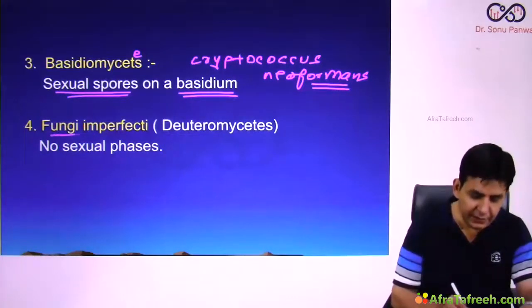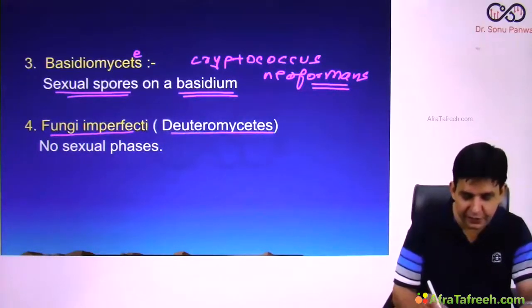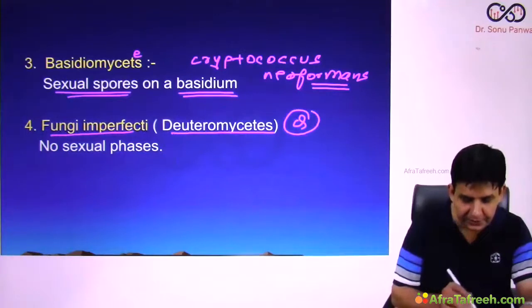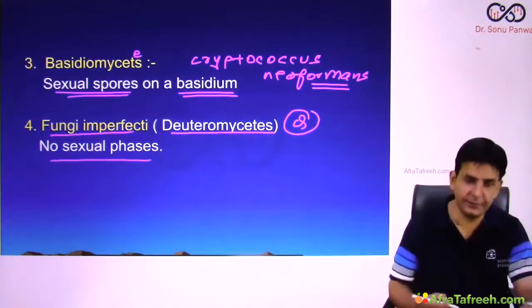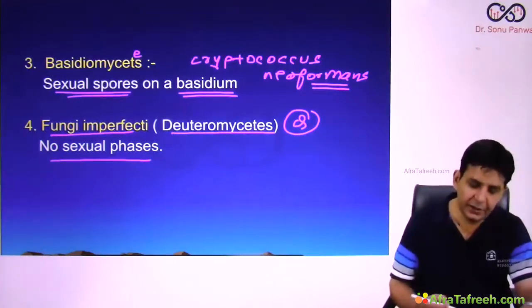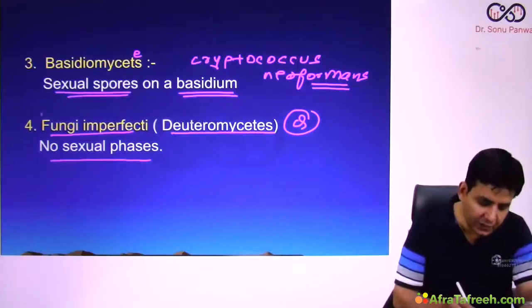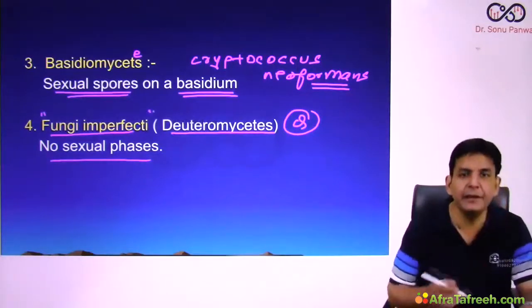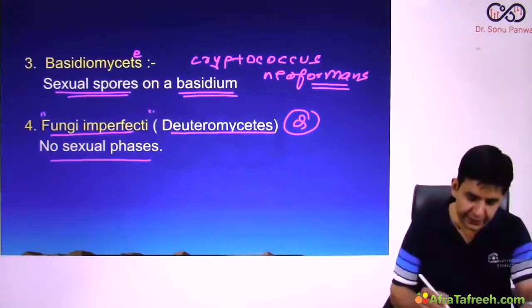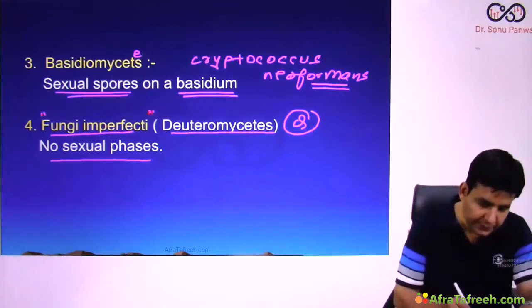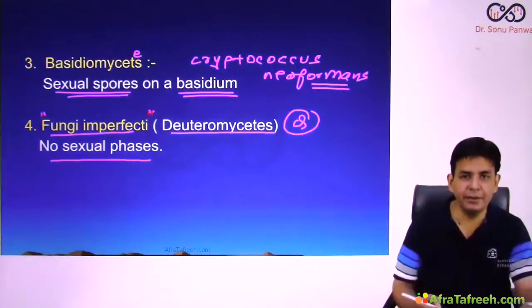And one family which is termed as fungi imperfecti, that is Deuteromycetes, and this is an all India question. There is no sexual phase in the Deuteromycetes. That's why they are also termed as fungi imperfecti.